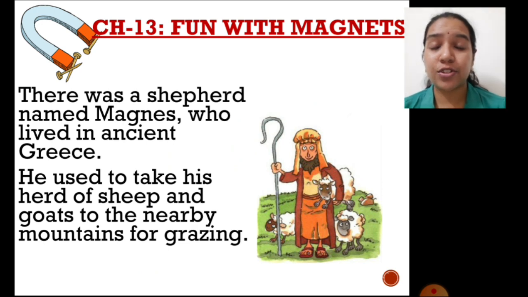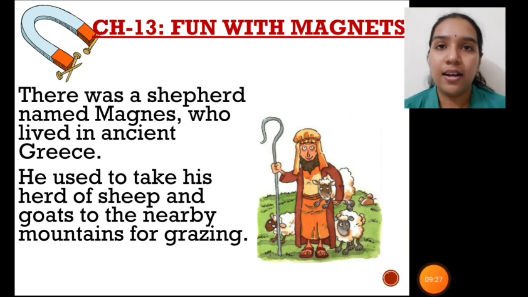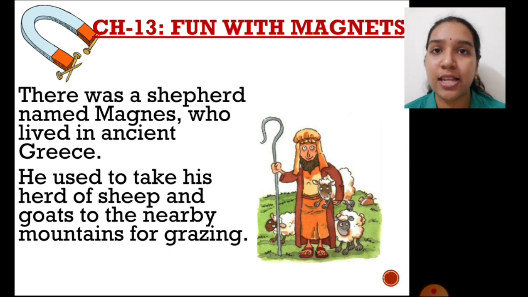Around 600 BC, once upon a time, there was a shepherd who lived in Greece. His name was Magnus. What does a shepherd do? A shepherd usually raises sheep and goats and takes them around the country for grazing. Similarly, this shepherd named Magnus also used to take his herd of sheep and goats to the nearby green hills for feeding them.